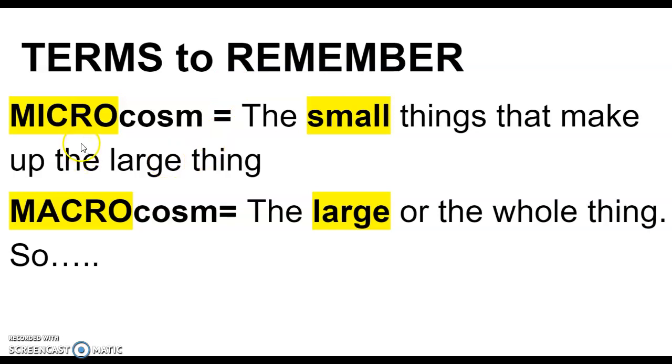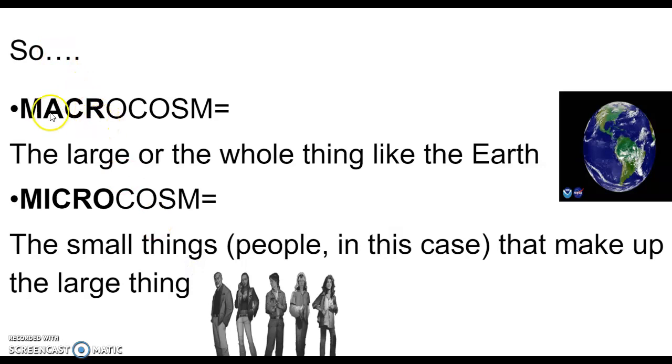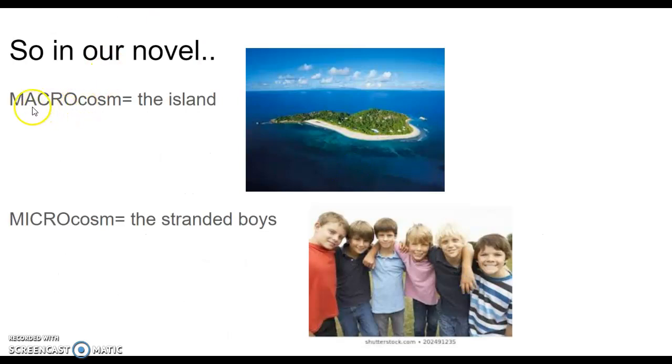Terms to remember. You'll hear me use the terms microcosm and macrocosm. Looking at microcosm, look at the prefix micro, think microscope. Microcosm is the small things that make up the large thing. Macro, the prefix means big, so macrocosm is the large or the whole thing. So, an example, a macrocosm would be the earth. The micro or the small things would be the people that make up this earth. So how that relates to our novel is this: the macro or the big thing is the island, and the micro or the small things are the stranded boys.